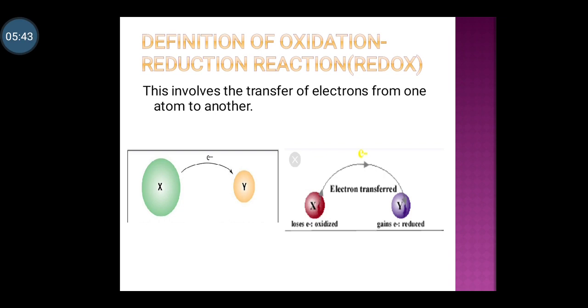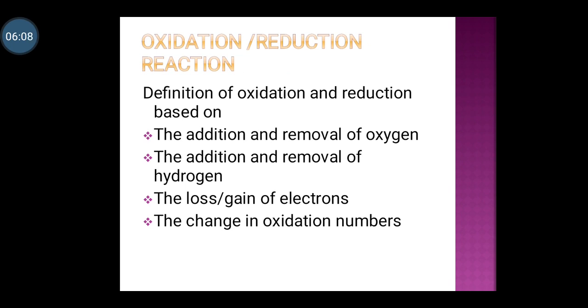Now, you will be wondering, how come what is gaining is reduced? Don't worry, in course of our learning, you'll get to know why. But take note that when an atom loses an electron, it is oxidized, and when it gains, it is reduced. Alright, now let us look at specifically the meaning of oxidation and reduction reaction.